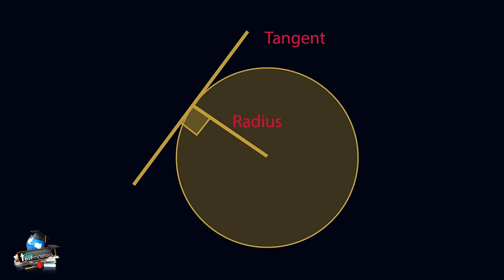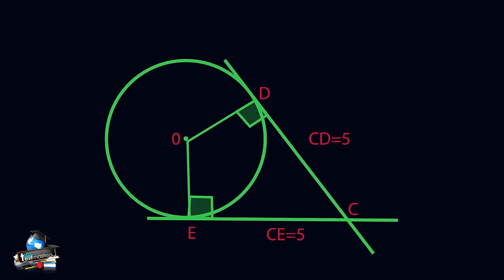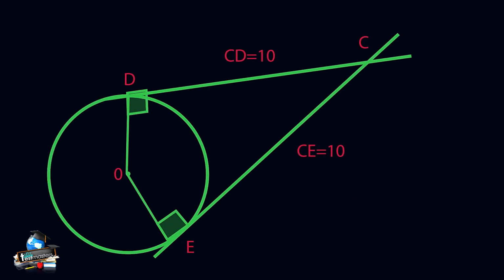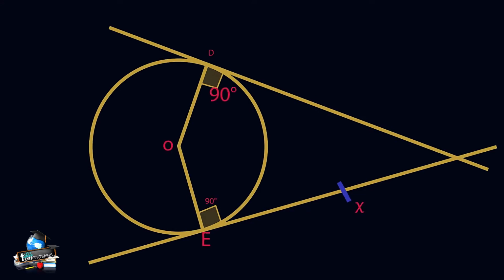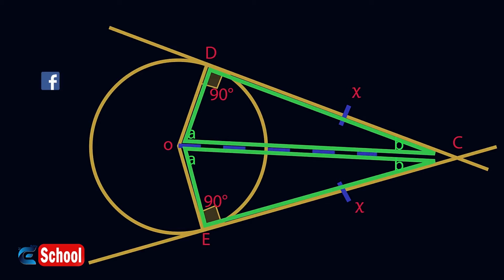What do you notice about the lengths of the tangents? The lengths of 2 tangents from a point to a circle are equal. This is useful to bear in mind, as it means we have 2 identical triangles. So we've got tangents and radius give 90 degrees, and we've got 2 tangents of the same length.